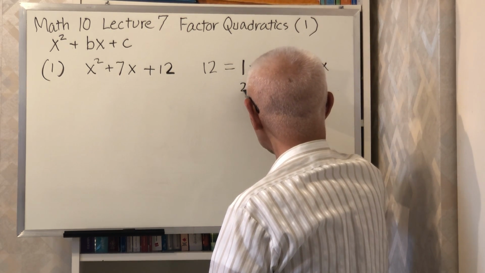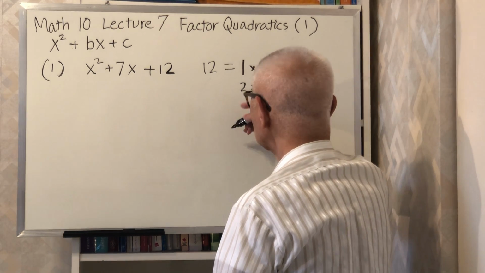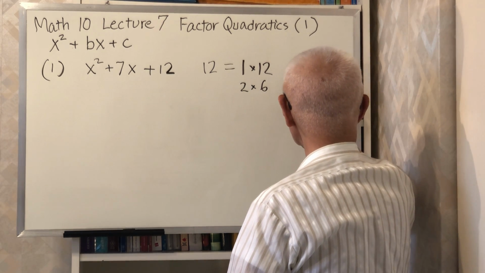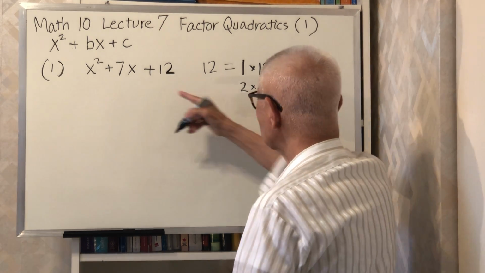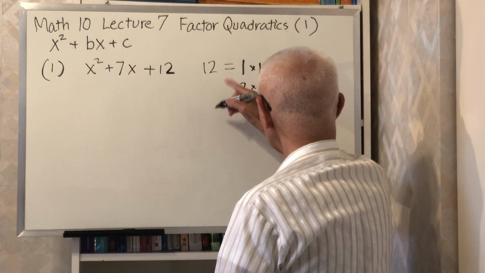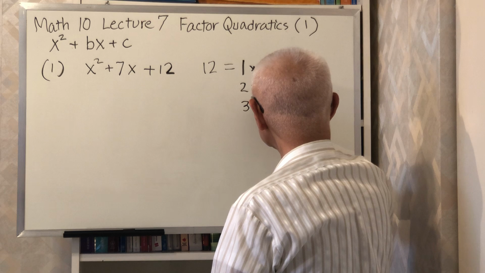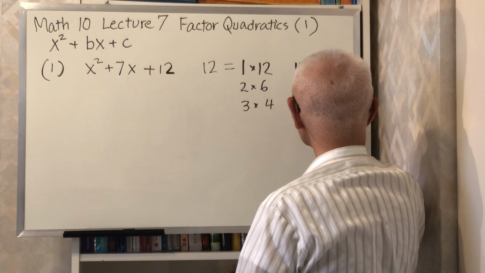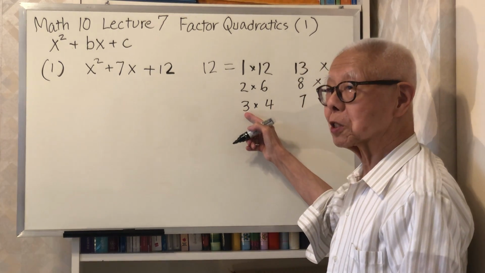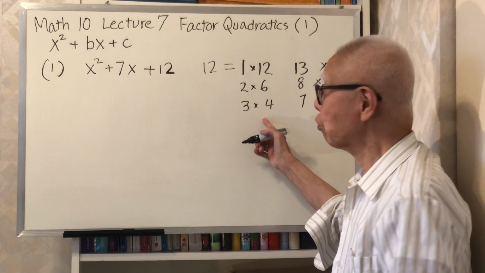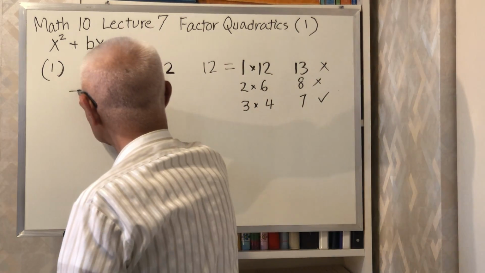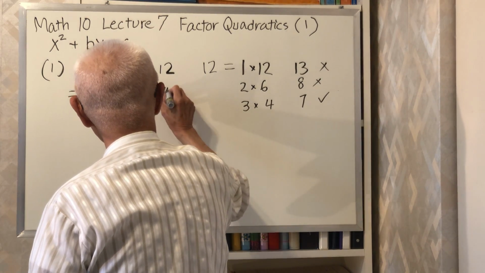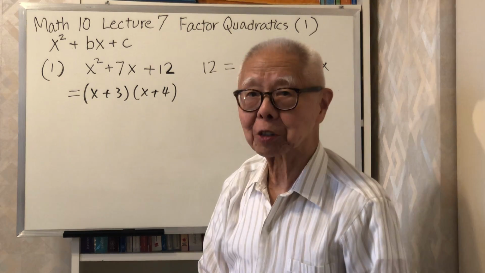So 12 is 2 times 6. We add again. 2 plus 6 is 8. No, because I want 7. 12 is 3 times 4. Now 3 plus 4 is 7. So that's my two numbers, 3 and 4. So that's it. That's my answer.